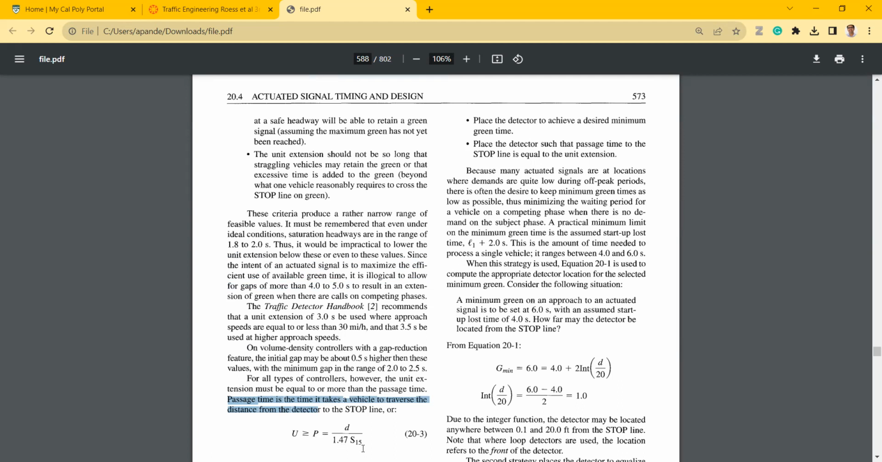That is D over 1.47 times S15. Now, we're playing it a little bit more conservative. So even a slow-moving vehicle must be able to reach the stop line from the detector. Even a slow-moving vehicle that's at the detector should be able to reach the stop line. A 15th percentile speed vehicle must be able to, and D is the distance between the detector and the stop line.